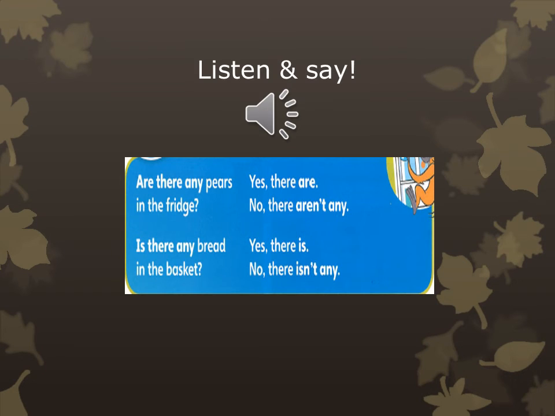Are there any pears in the fridge? Yes, there are. No, there aren't any. Is there any bread in the basket? Yes, there is. No, there isn't any.